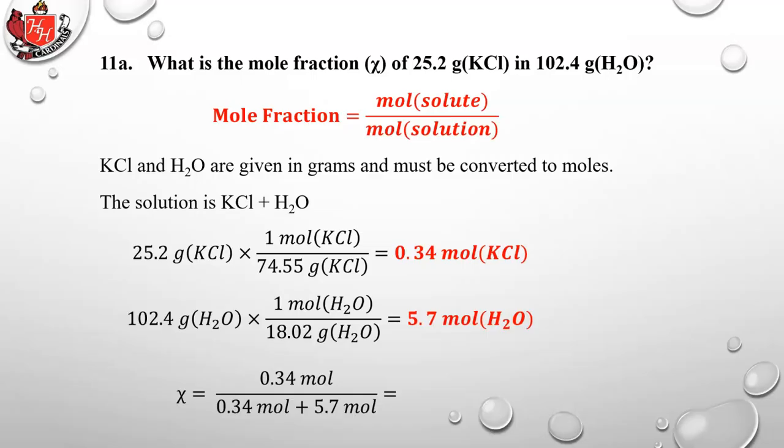On the bottom, we put 0.34 moles plus 5.7 moles. And in the numerator, it's the KCl, 0.34 moles. And there you go. You get the mole fraction, which is just expressed as a decimal number, not really as a fraction.